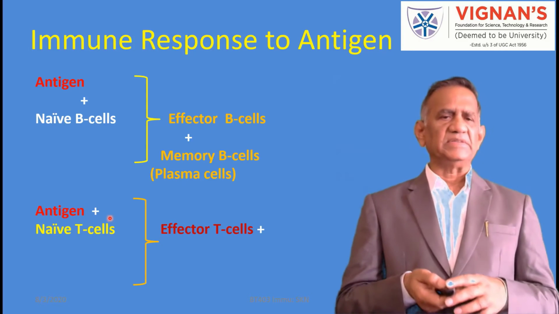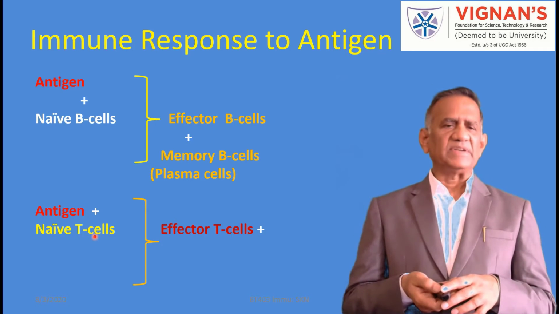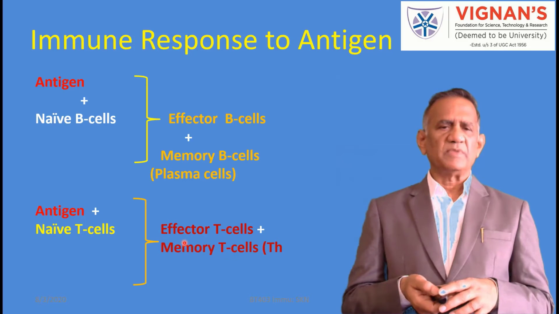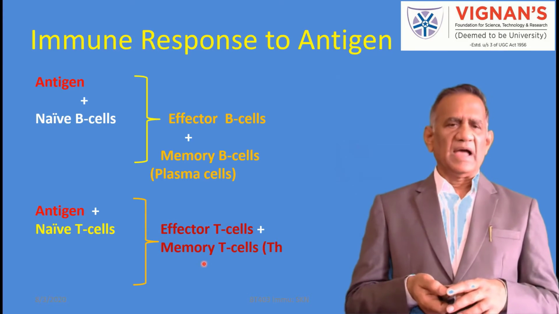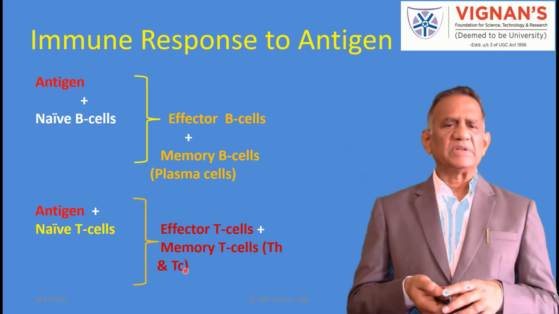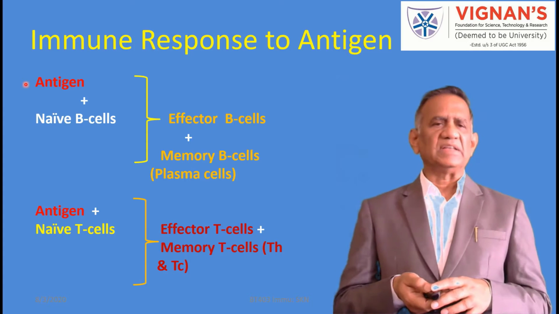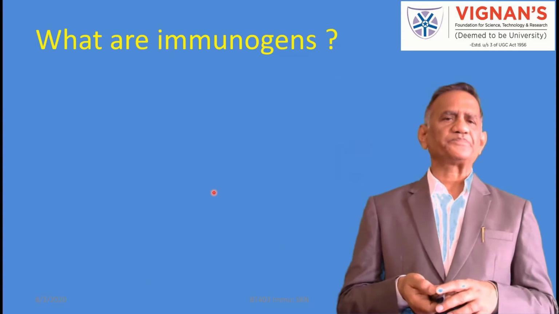Like that, if you take the antigen, encountering the naive T cells, they are going to become effector T cells and memory T cells. The memory T cells include T helper cells and T cytotoxic lymphocytes. So that's how the antigen activates and elicits the immune response.